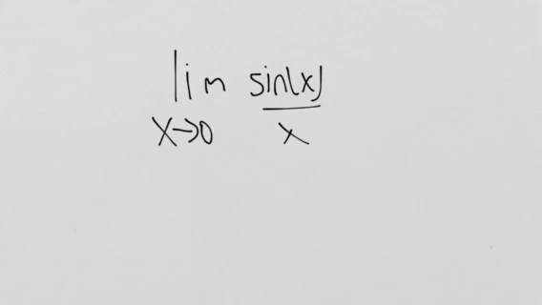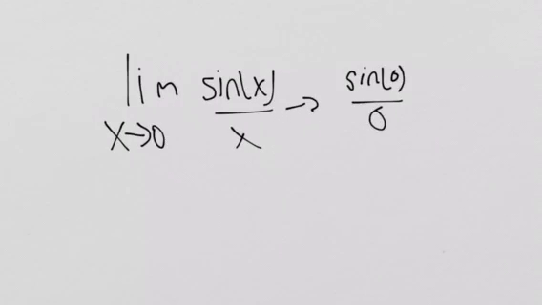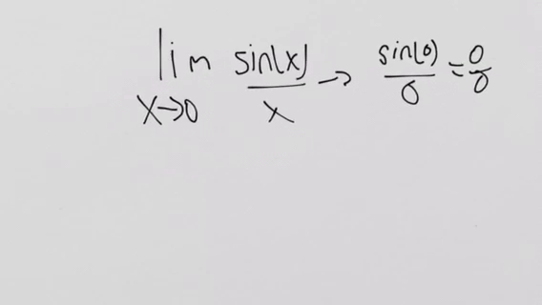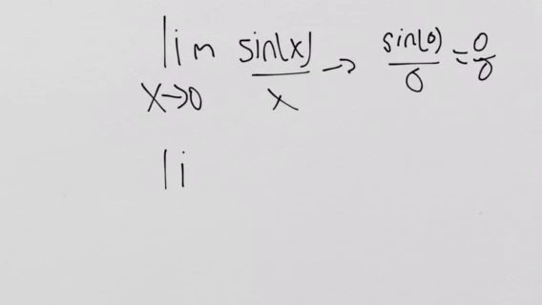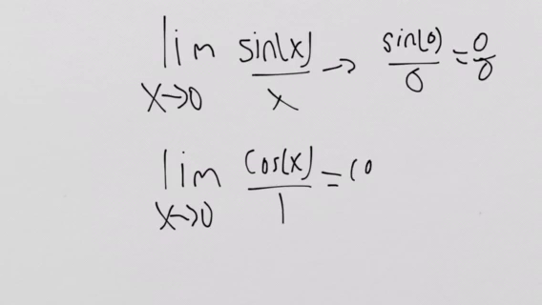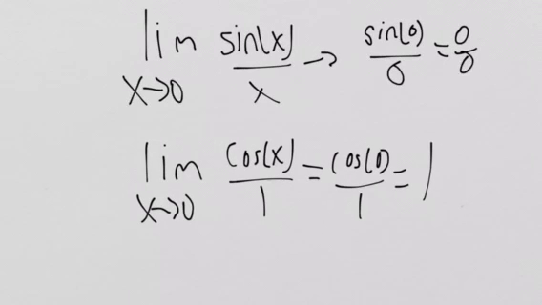All right, limit as x approaches 0 of sine x over x. If we try to do sine 0 over 0, that's going to give us 0 over 0. So that tells us we can use L'Hopital. So we'll do the limit as x approaches 0 of cosine x over 1, which is going to be cosine 0 over 1, which is just going to be 1. So that limit is equal to 1 by L'Hopital's rule. Take the derivative of the top, take the derivative of the bottom, and then reapply the limit.